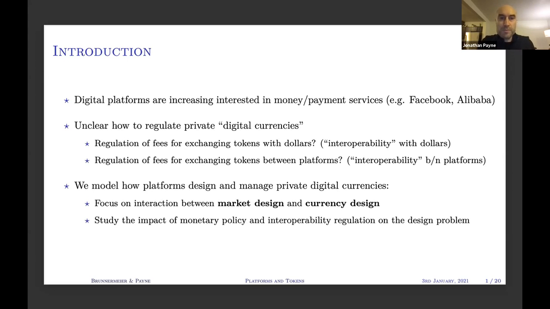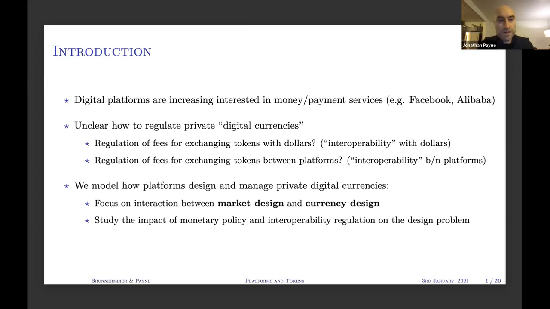So that'd be the interoperability between digital currencies and dollars. We could also think about the regulation of fees for exchanging tokens between different platforms, the interoperability between platforms. So what we do in this paper is we attempt to go after these questions. We put together a new model to try to understand how platforms design and manage private digital currencies.